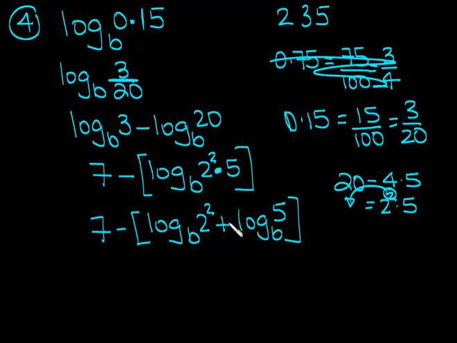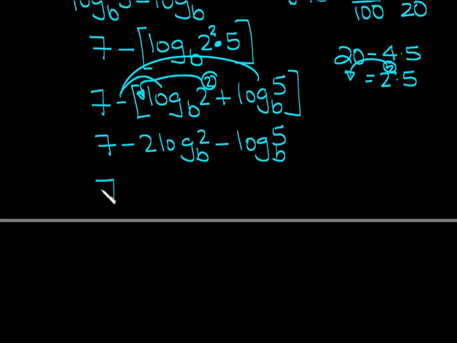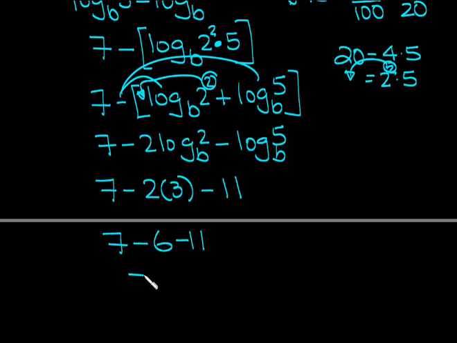We're using the product property now. I can bring this 2 in the front, so I get 7 minus 2 log of 2 base b, and I'll distribute this negative, so I get minus log of 5 base b. So I'm distributing this negative and also bringing this 2 in the front. So now what do we get? 7 minus 2 times 3 minus 11. So we get 7 minus 6 minus 11. So we get negative 10.